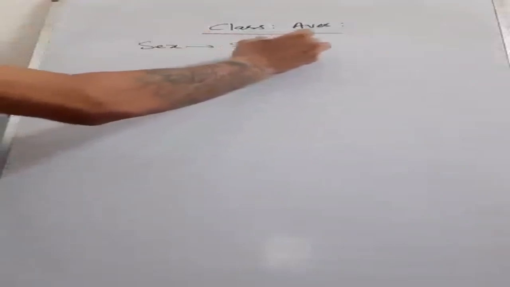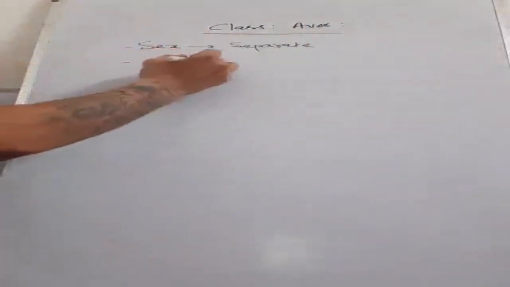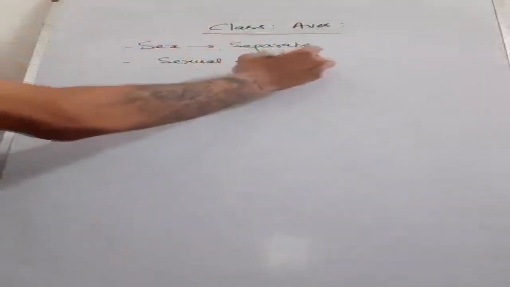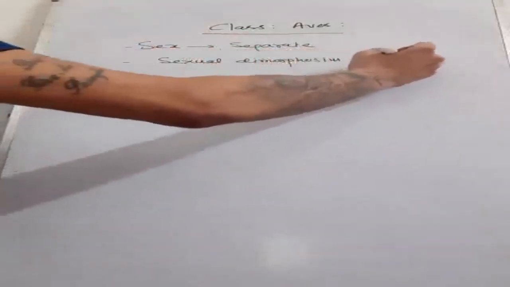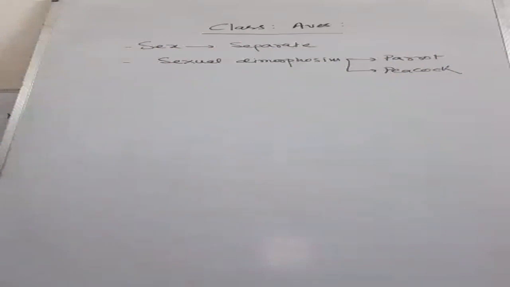So now we are going to talk about the sex. Normally the sex is separate. When the sex is separate, we are talking of sexual dimorphism, and it is very much prominent in what? In parrot and peacock. These are the two places where we can see sexual dimorphism properly.